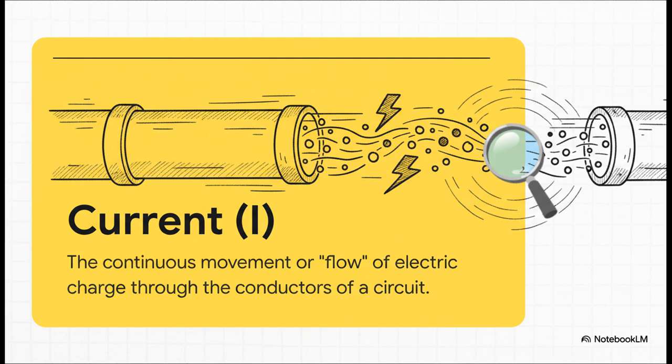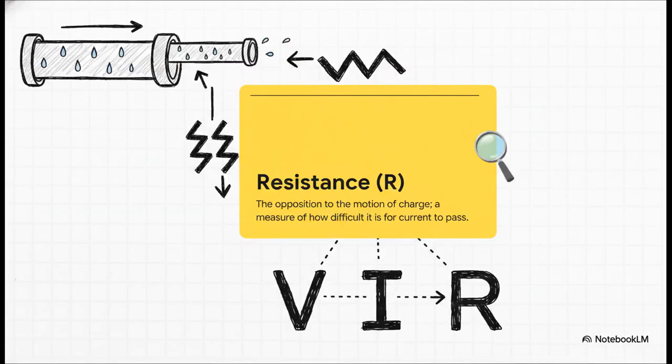Okay, next up is current, shown with an I. Now, if voltage is the pressure, current is the actual flow of the water itself. It's the measurement of how much electric charge is actually moving past a point over a certain amount of time. It's the go.